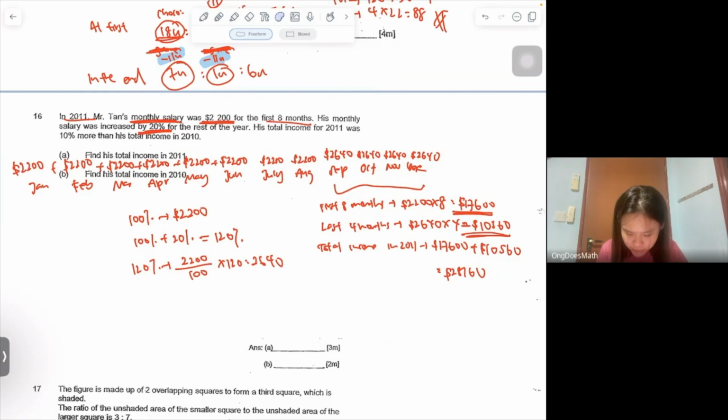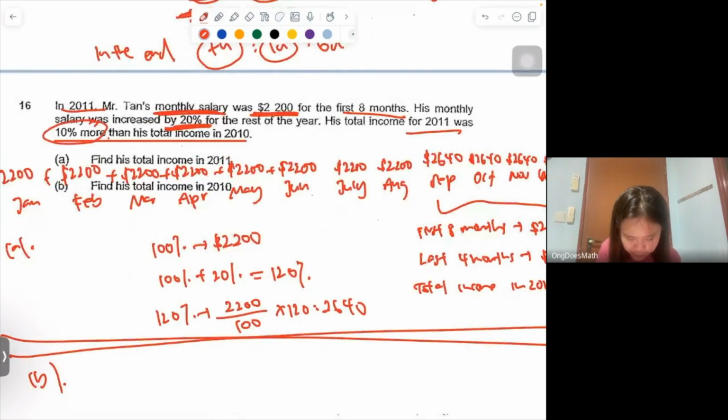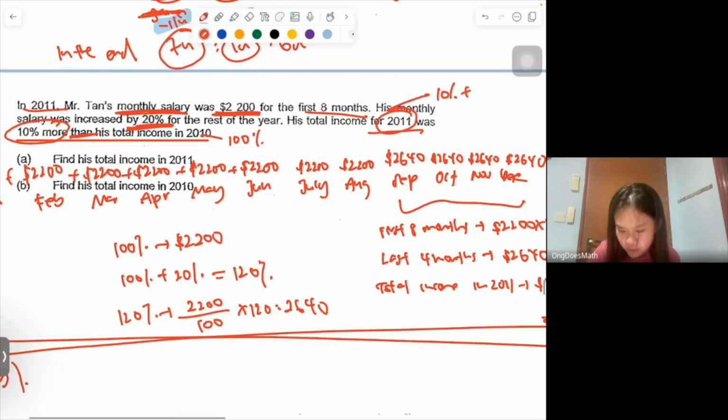So question B talks about 2010. So part B, that was part A over there. So the question told you his total income for 2011 was 10% more than the total income in 2010. 10% more than this, right? So 2010 we treat it as 100%. 2011 is 10% more than this 100%. So 2011 was 110% of 2010.